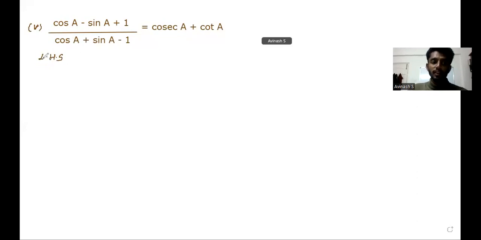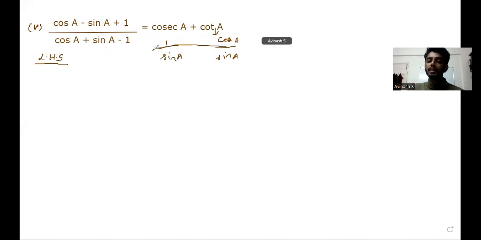So we are going to take the left hand side. Basically, when we look at the right hand side, it's very clear that we need cosec A and cot A. That is what is expected out of the question. Now cosec A is nothing but 1 by sin A, and cot A is nothing but cos A by sin A. I repeat, cot A is nothing but cos A by sin A, and cosec A is nothing but 1 by sin A.